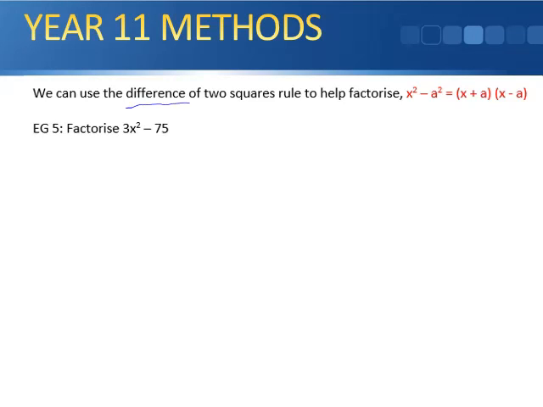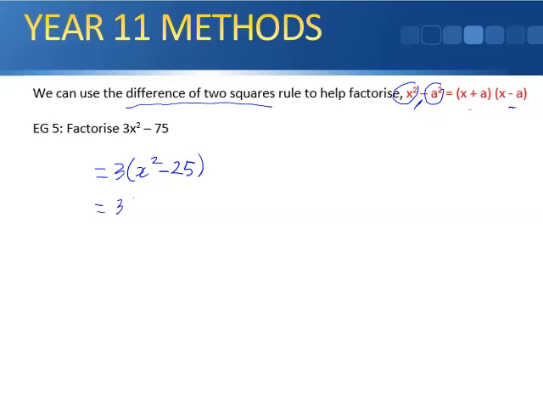There's a rule called the difference of two squares rule. That's if we've got a squared and another squared and a minus in between. Then we can just split them up like this, x plus a and x minus a. So this one here, first of all, I'm going to take out the 3 because the 3 belongs to both. And I'll get x squared minus 25. Okay, because 3 times 25 is 75.